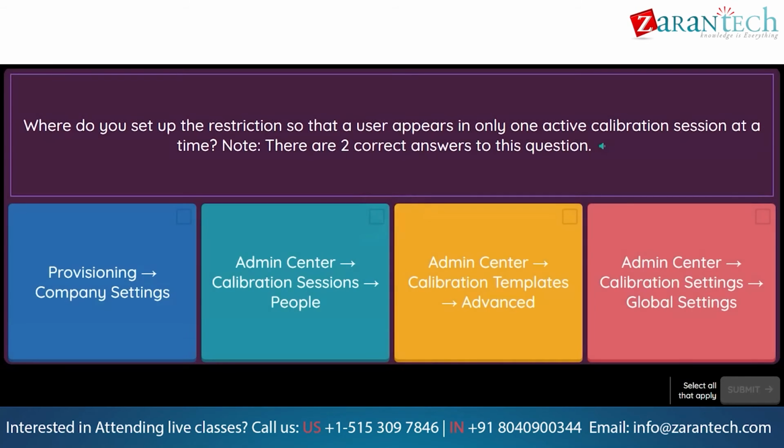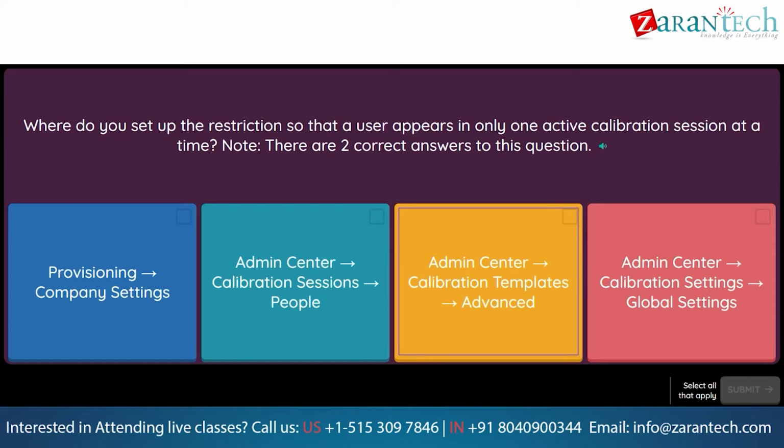Question: where do you set up the restriction so that a user appears in only one active calibration session at a time? Note, there are two correct answers to this question. Option 1: Provisioning → Company Settings. Option 2: Admin Center → Calibration Sessions → People. Option 3: Admin Center → Calibration Templates → Advanced. Option 4: Admin Center → Calibration Settings → Global Settings.